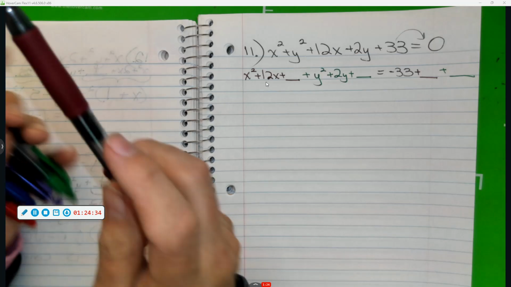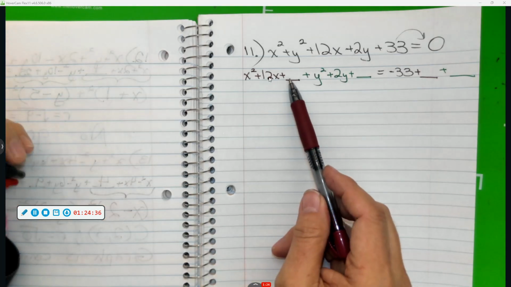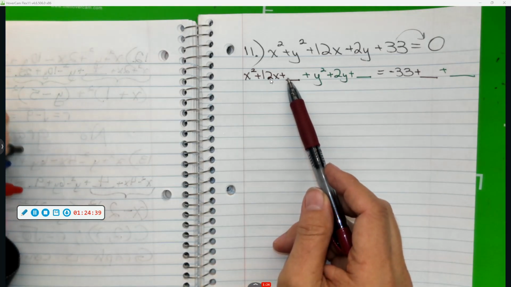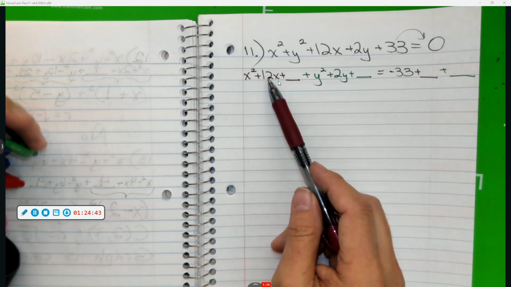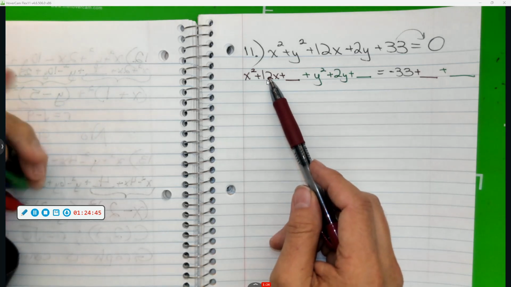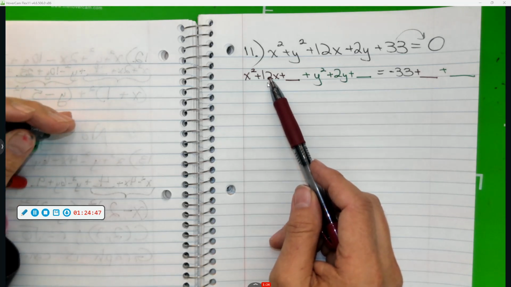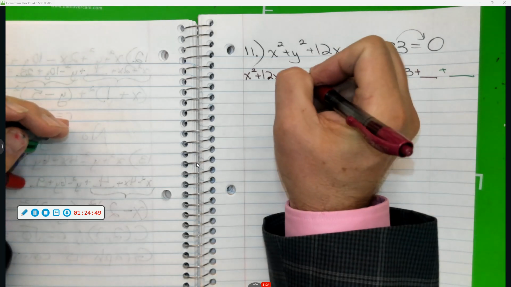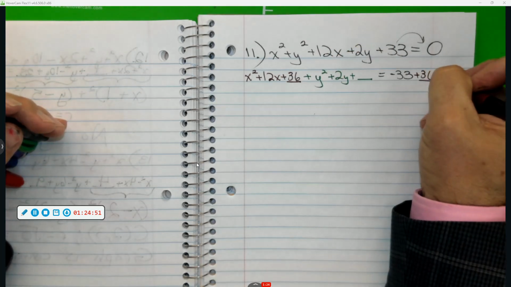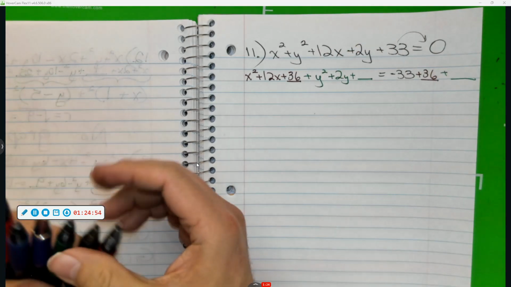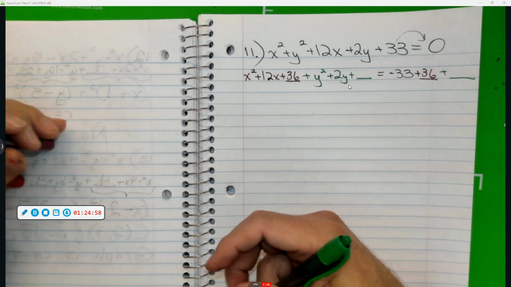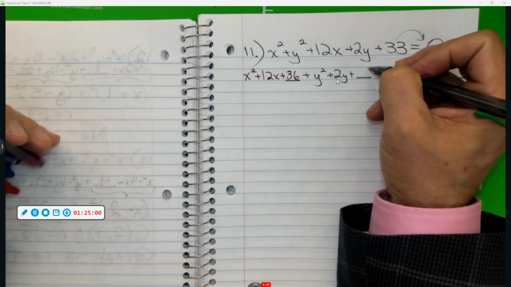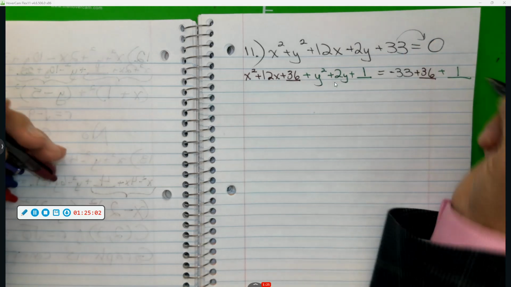Okay. Do your 2 little steps to tell me what number I'm going to put beside the x squared plus 12x. 36. 12 divided by 2 is 6. 6 squared is 36. Put it into both of the brown spaces. What's going to go in the green space? What's going to go beside y squared plus 2y? Half of 2 is 1. 1 squared is 1. I agree.